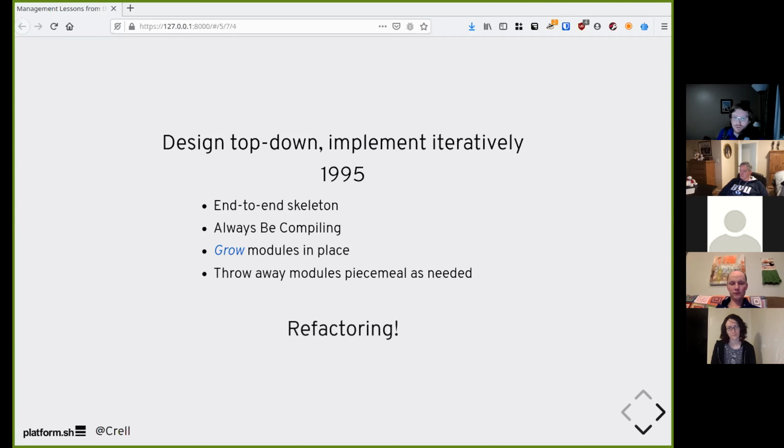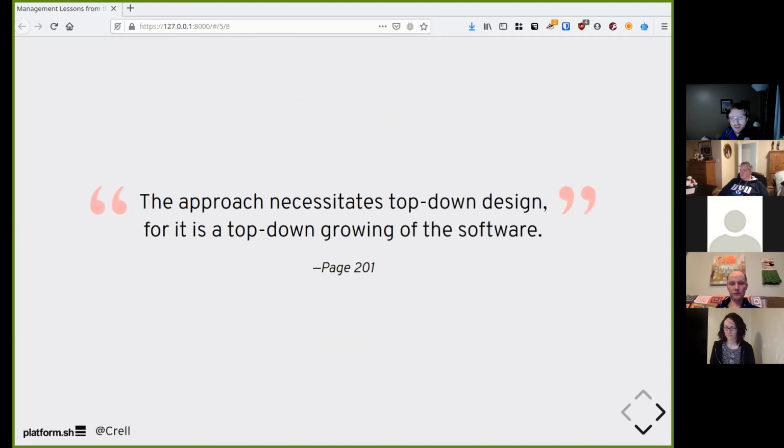What he's describing here is refactoring. We said before, throw away the first version always. Refactoring is the art of throwing your first version away a little bit at a time. As you learn more, you redo how the code works in order to do what it wants to do better. But he does caveat, this approach necessitates top-down design for this top-down growing of the software.